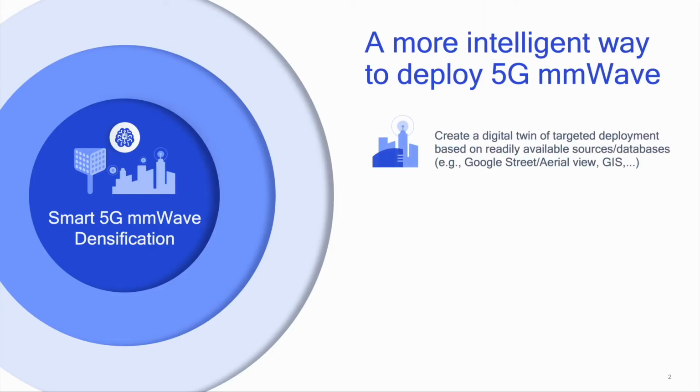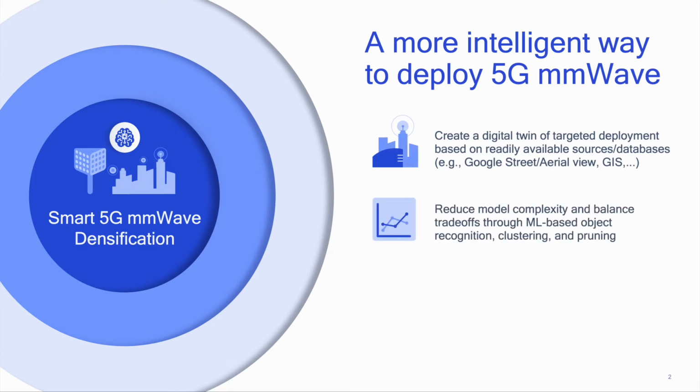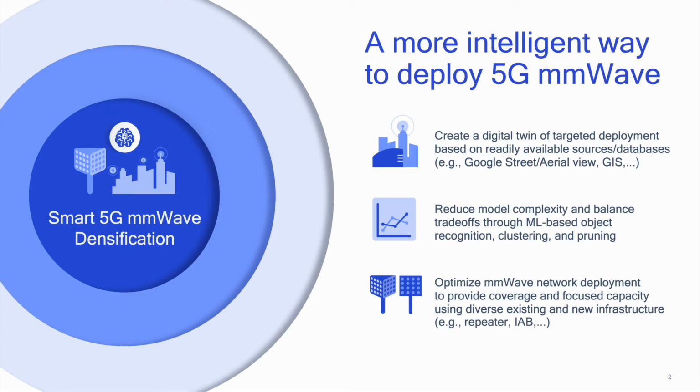First, we create a digital twin of our targeted deployment based on readily available databases, such as Google Street View. Then, we simplify our digital model using machine learning-based object recognition, clustering, and pruning for computational efficiency. Last, we jointly evaluate placement location and the different mmWave infrastructure options to arrive at the most optimal topology.